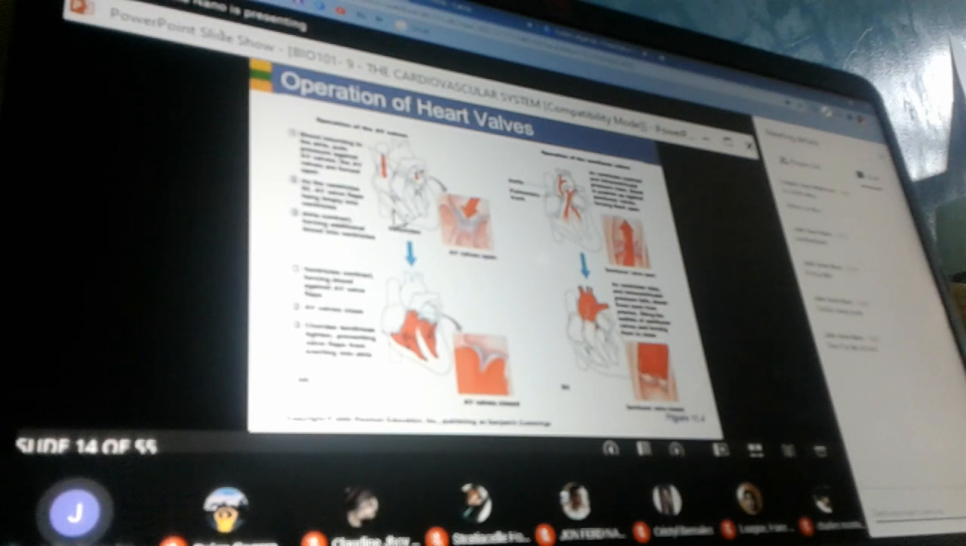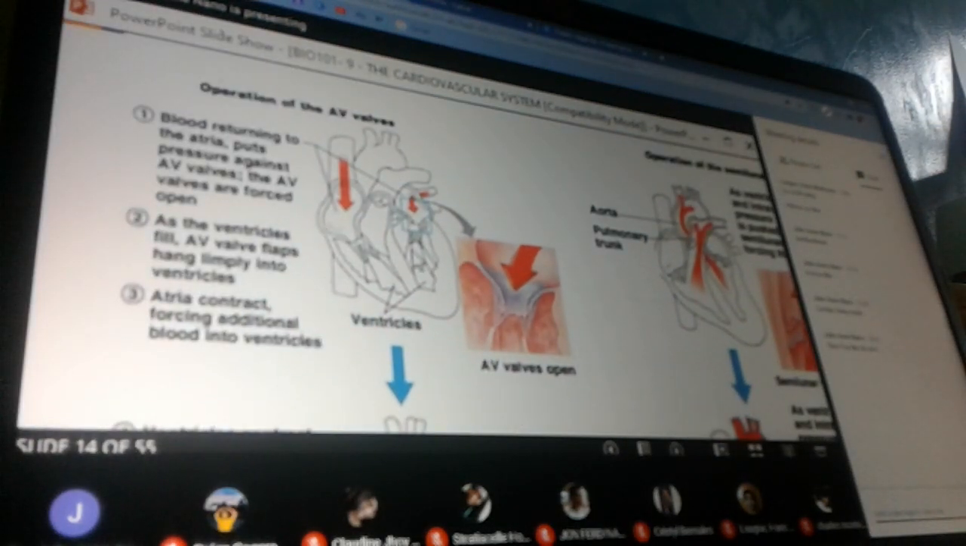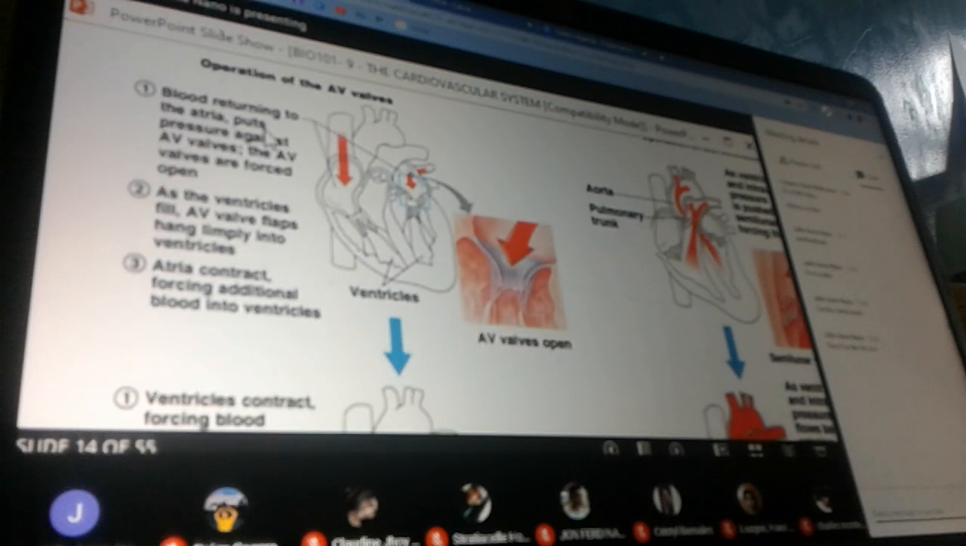Okay, so operation of our heart valves. Di ba sabi ko kanina, nag-open yung valves natin because of pressure changes, okay? So, when blood enters our atria, class, it will have a great or increased pressure. Tapos, increased pressure na yung class, it will force our valves to open. So, pag na-open na yung valves, papasok na yung ating blood papunta sa ating ventricles, okay?